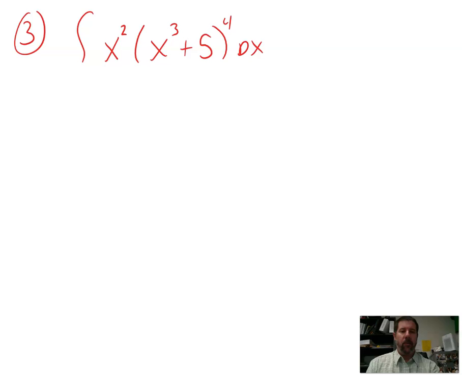Okay. So starting again, the inside part, that is our u. So I'm going to say that u is x cubed plus 5.